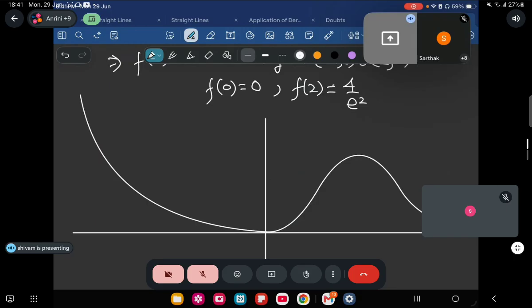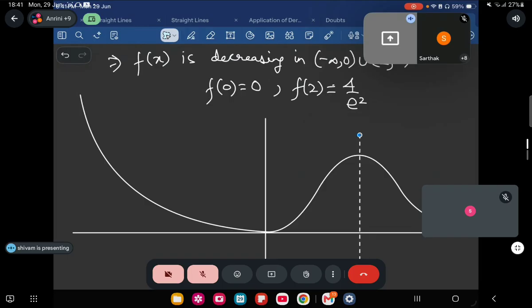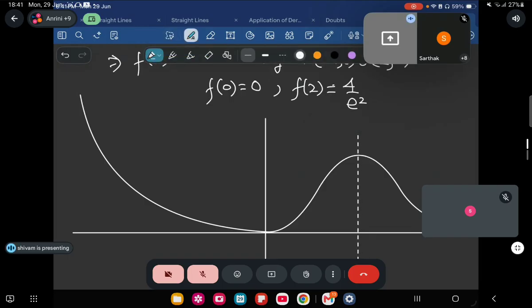So over here, at x equal to 2, we are getting a maxima. At x equal to 0, we are getting a minima. At x equal to 2, the point is 2 comma e square by 4.